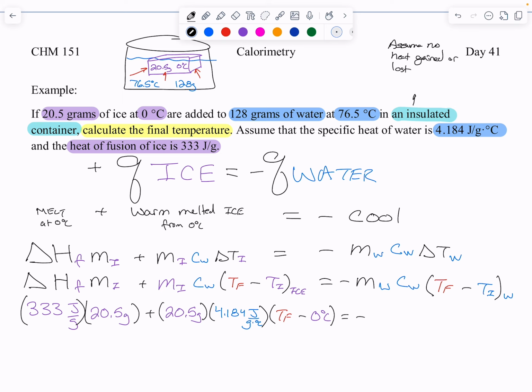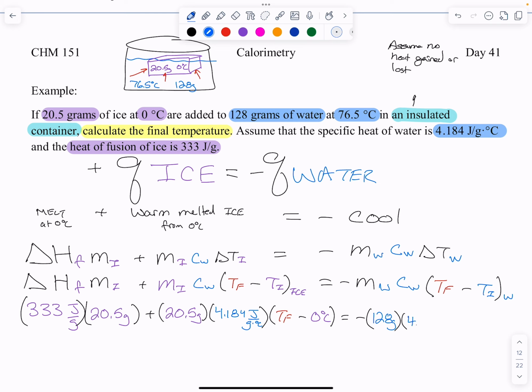The right side, mass of the water, I think that's 128 grams. 4.184 is the specific heat of water, joules per gram degrees Celsius. And then T_F, it's the same for both, right? The final temperature is the same for both, minus the initial temperature of 76.5. Whew. Now with that, hopefully that's very comforting if we get to this point, because the chemistry is done, we just got to do some algebra.